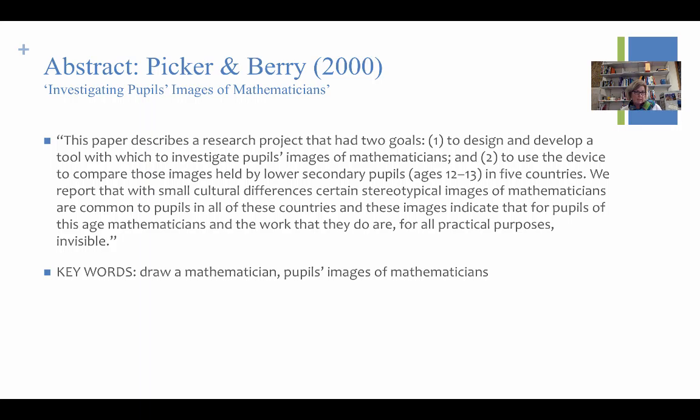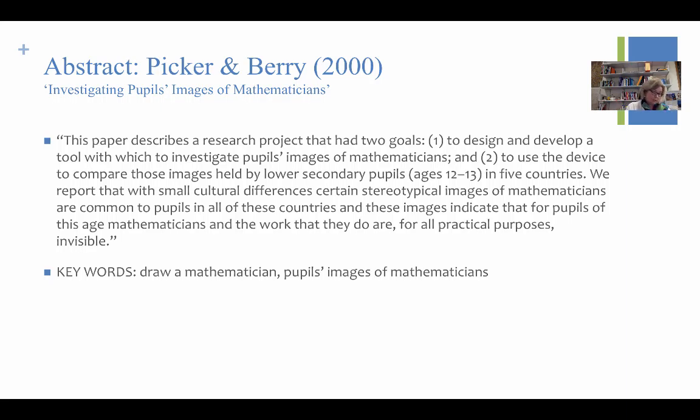We're going to start with a qualitative example, and you may well be familiar with this study. I think Heather Ernst has referred to it in one of her maths subjects. It's a famous study by Picker and Berry, investigating pupils' images of mathematicians. You've got the abstract here because it was a research project that had two goals. One was to design and develop a tool with which to investigate pupils' images of mathematicians, and the second was to use that device to compare images held by lower secondary pupils in 5 countries. So that was where it was coming from.